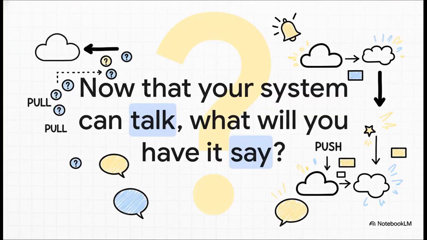And that really just leaves us with one final thought. Once you give your system this power, this ability to speak up whenever something important happens, the possibilities are kind of endless. It's not just for new orders. It could be for new user signups, for status updates, for anything. So the real question for you is, now that your system can talk, what are you going to have it say?